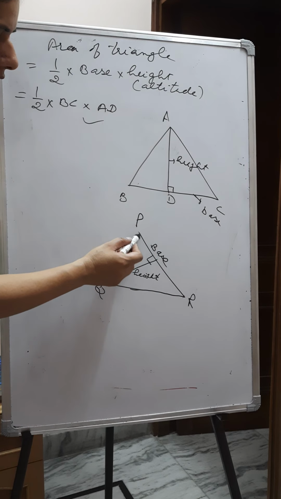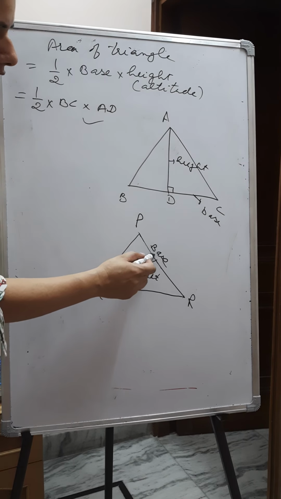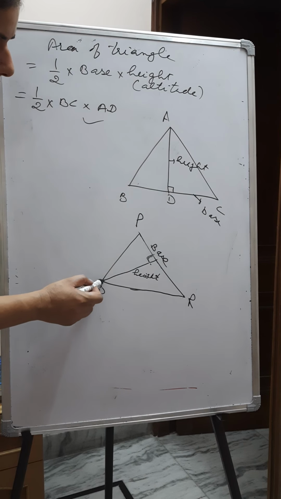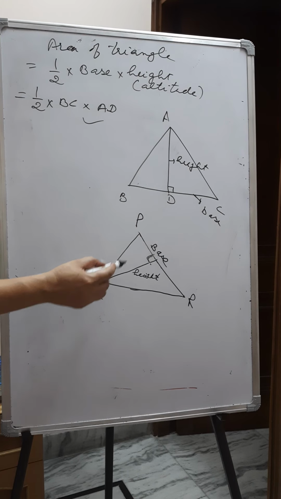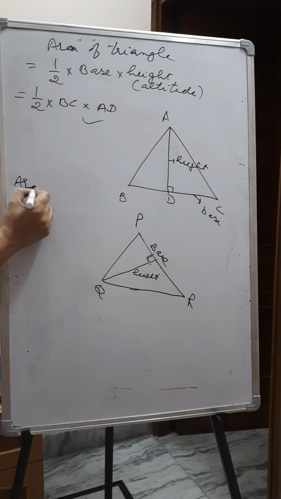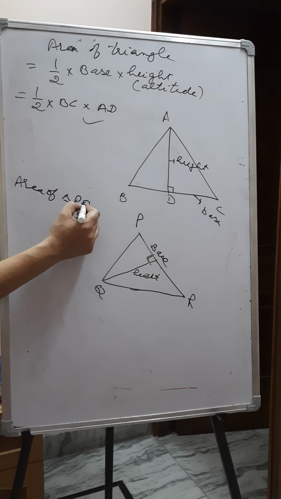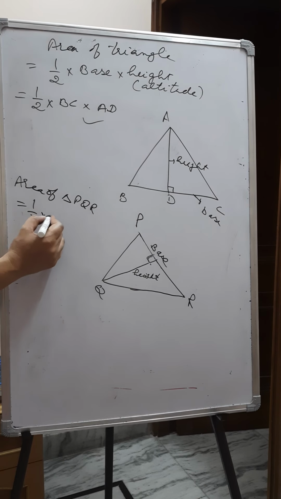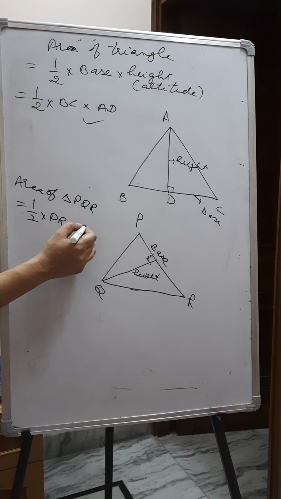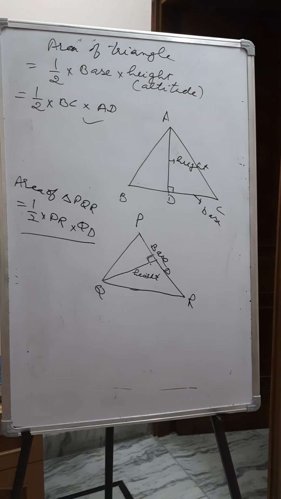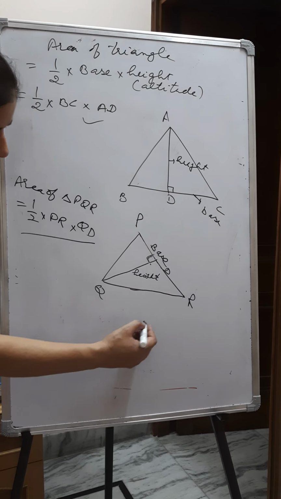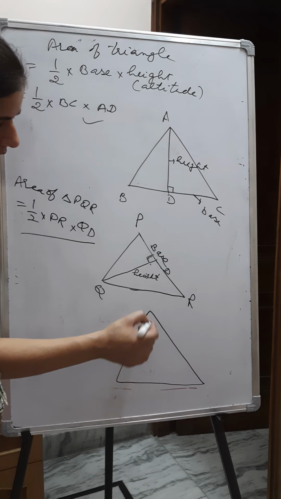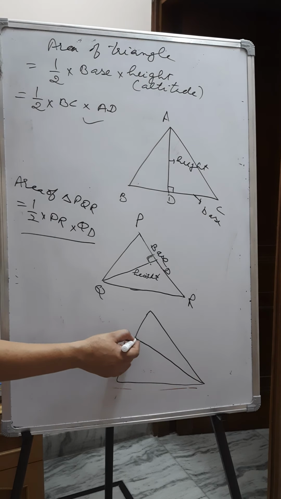Base is that side of the triangle on which a 90 degree angle is made by the line drawn from the opposite vertex. So in this triangle, area of triangle PQR is half base into height. Base is PR, and height is, let us say, QD. Followed. As the triangle rotates, base and height both rotate. If the triangle is like this, the altitude is drawn from this side to this side.